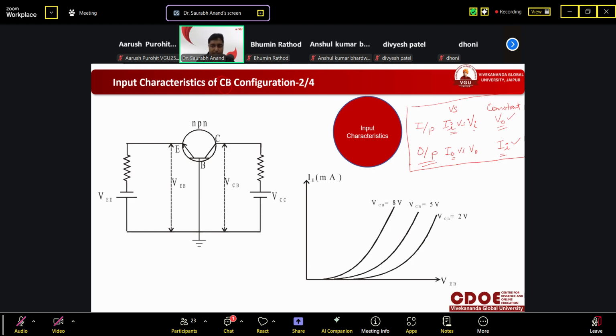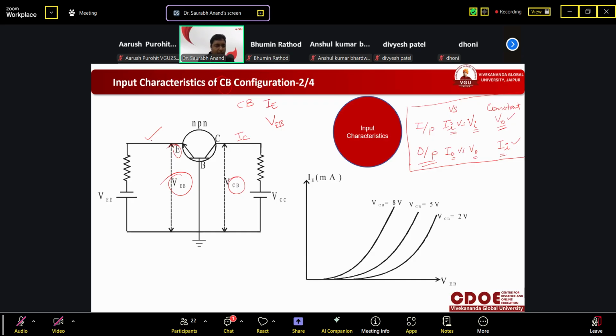We have to just replace I and O, that is input and output. What will be input, what will be output? In case of common base configuration, input will be applied at this ammeter. So input current will be IE and input voltage will be VEB. Whenever we draw the output characteristics, output current will be IC and output voltage will be VCB.